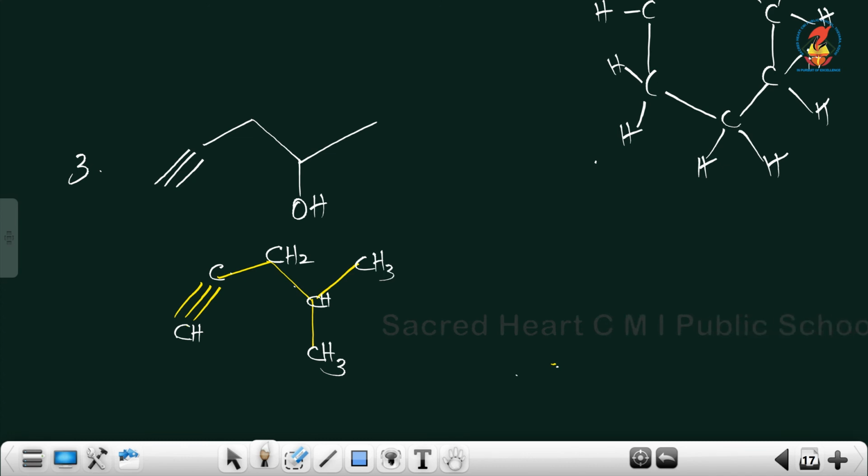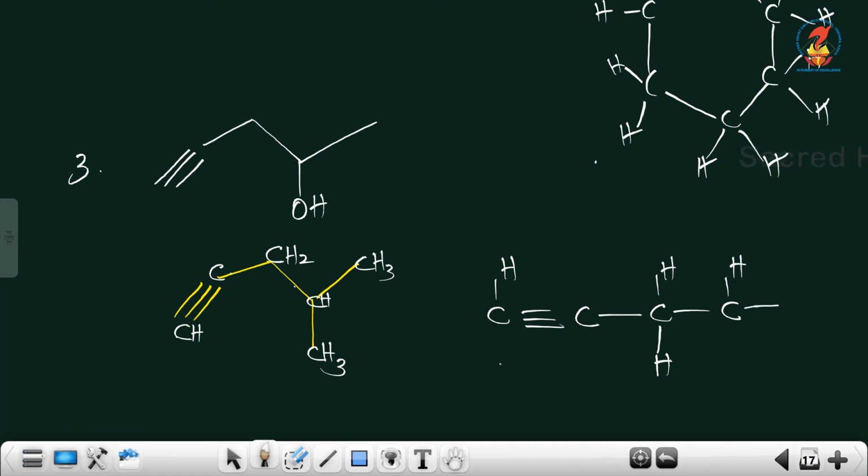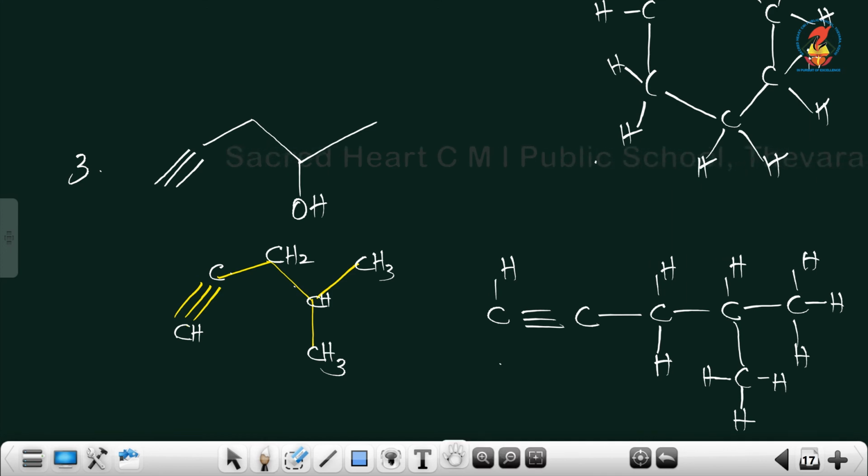So how can we expand it? See, there is one hydrogen, then triply bonded. It is not necessary that we write in the zigzag fashion itself. We can write straight also. Carbon with one hydrogen, then triple bond, another carbon but no more hydrogen, then single bond, CH2, then CH3. On this carbon also there is one CH3. So this is the complete structural formula.